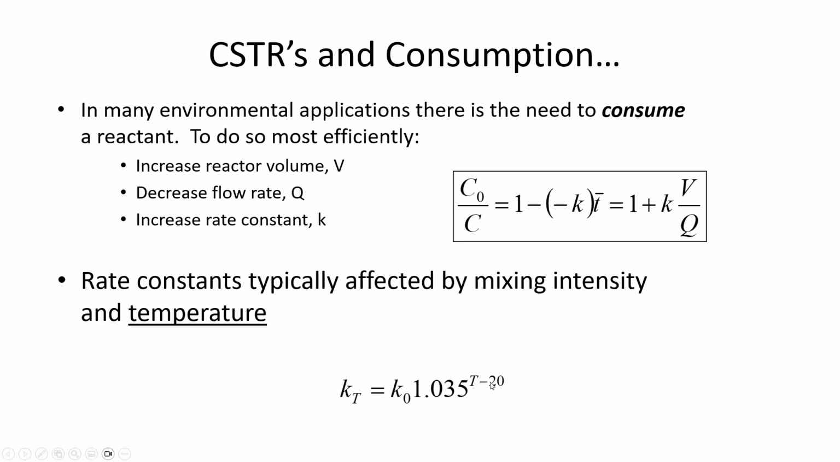So if you know the temperature in Celsius, then you can use this to find the K value at some temperature other than 20. So K naught here would be the reaction rate constant at 20 degrees, and then you could correct for a reaction rate constant at a different temperature.